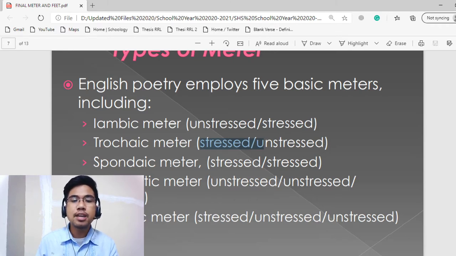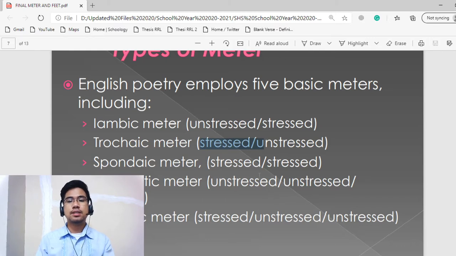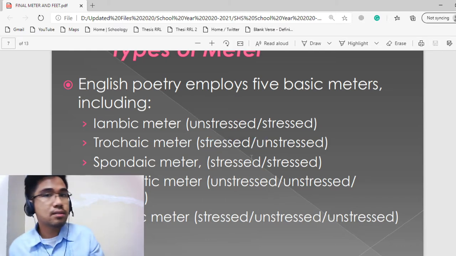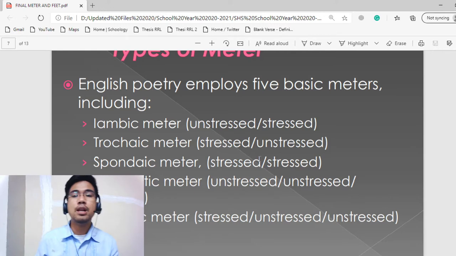For spondaic meter, it's stressed, stressed. For anapestic meter, it's unstressed, unstressed, stressed. For dactylic meter, it's stressed, unstressed, unstressed. Okay? Do not get stressed, but you just have to be familiar with these stress patterns.